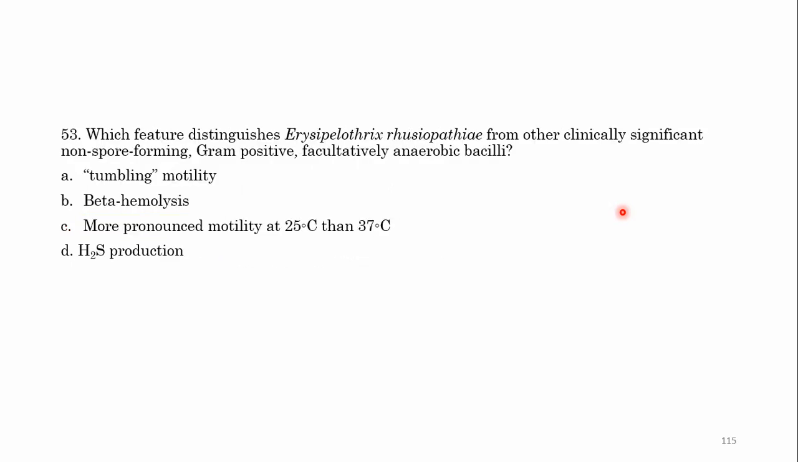Number 53, which feature distinguishes Erysipelothrix rhusiopathiae from other clinically significant non-spore-forming, gram-positive, facultatively anaerobic bacilli? A, tumbling motility. B, beta hemolysis. C, more pronounced motility at 25 degrees Celsius compared to 37. Letter D, hydrogen sulfide production. The correct answer is letter D, hydrogen sulfide production. Always remember, Erysipelothrix is the only gram-positive rod that is an H2S producer. 53, the correct answer is letter D.